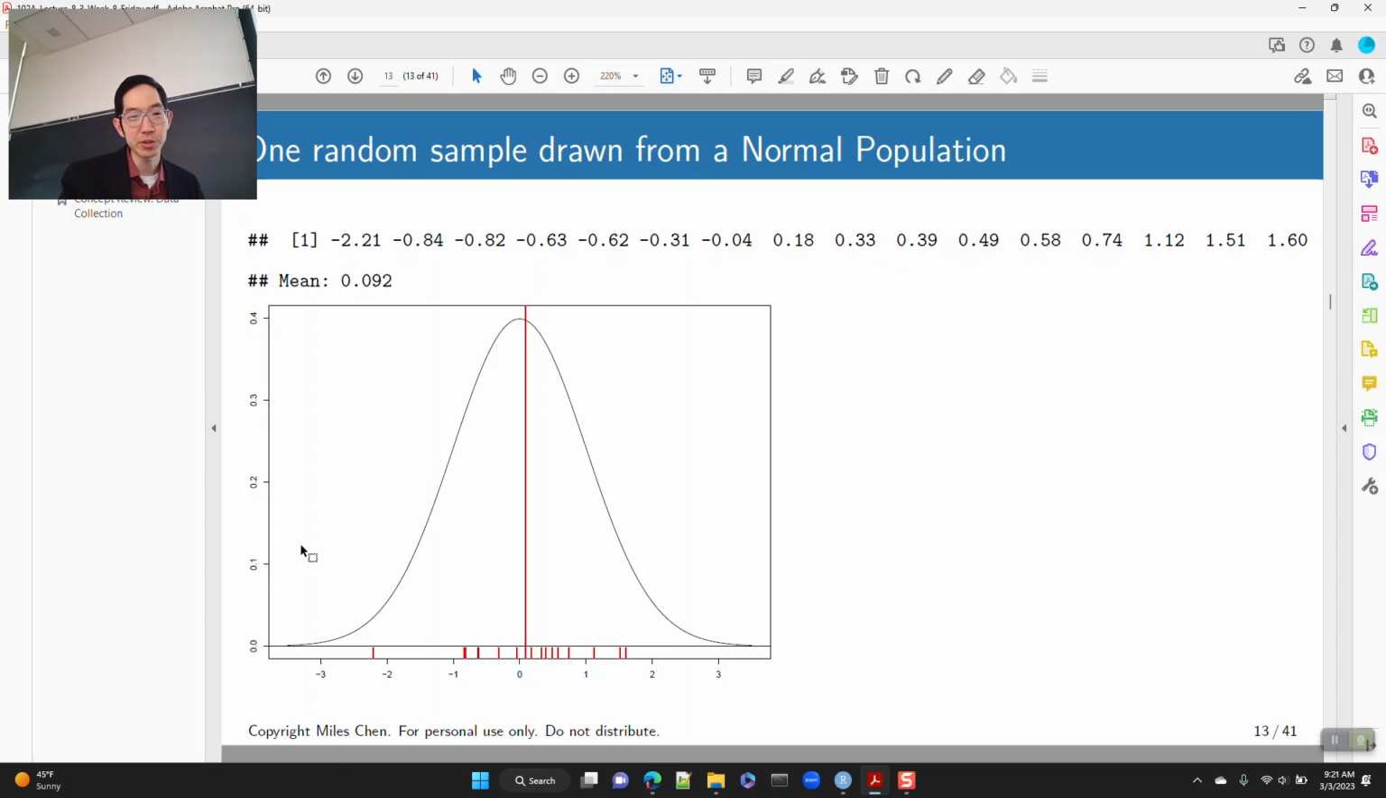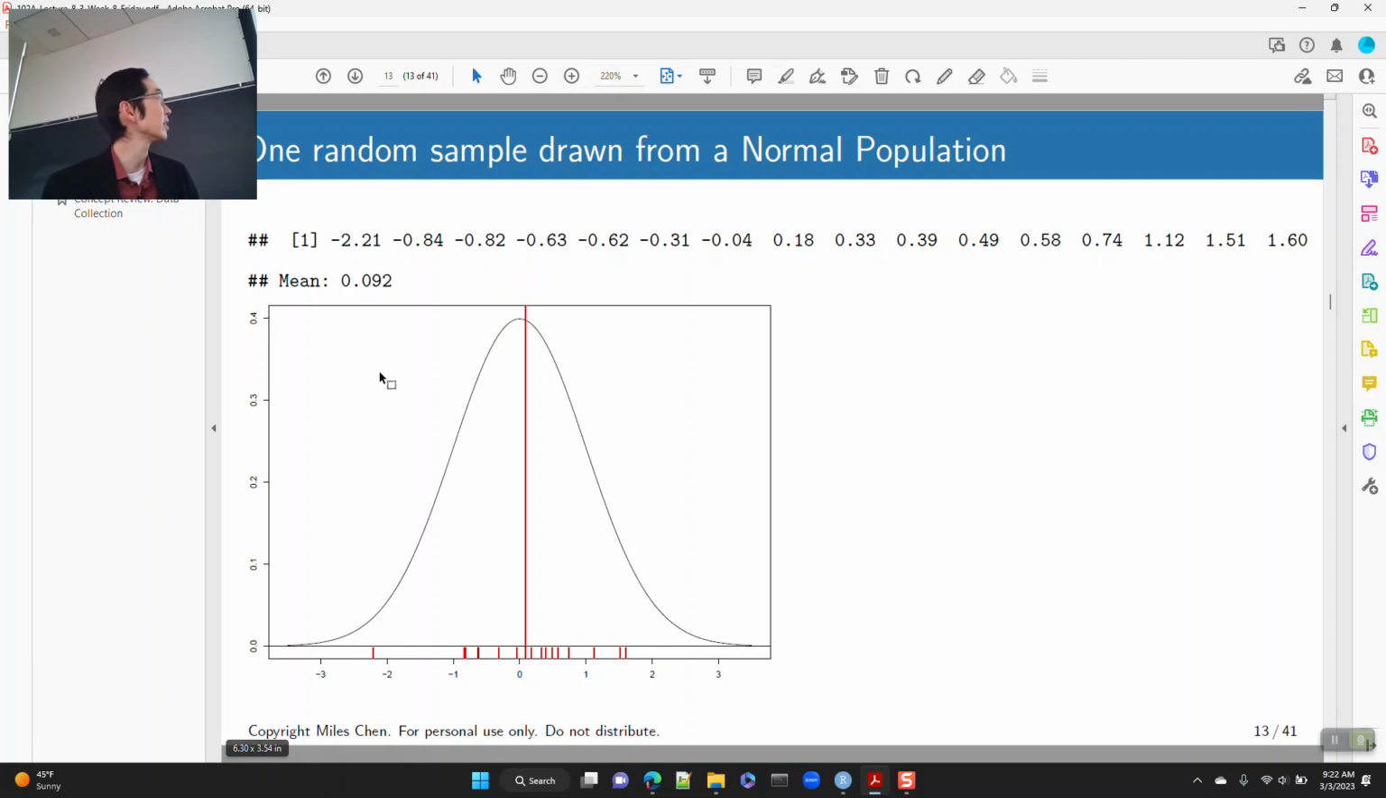I drew a sample, I think of 10 values, or how many values did I draw? 1, 2, 3, 4, 5, 6, 7, 8, 9, 10, no, 16. 10, 11, 12, 13, 14, 15, 16. 16 values, right? And they are shown on this rug plot. These little red tick marks indicate where I've drawn values.